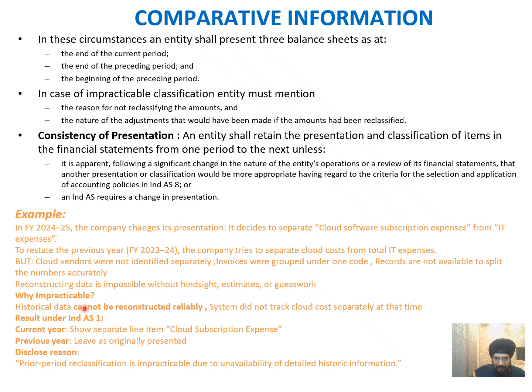Why is it impractical? Historical data cannot be reconstructed reliably. Result, under IND AS, the current year shows a separate line item as a cloud subscription expense, but the previous year is left as originally presented. Disclosure reason: prior period reclassification impractical due to unavailability, and detailed historical information should be disclosed properly so that its impact can be evaluated by the relevant stakeholders. So let's just move ahead.